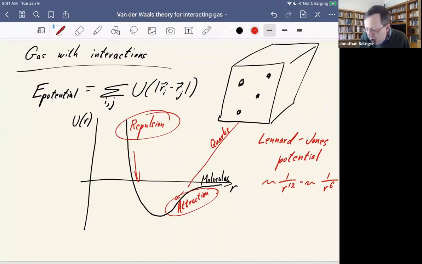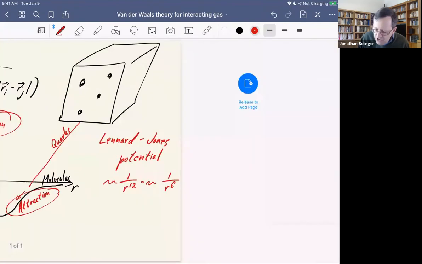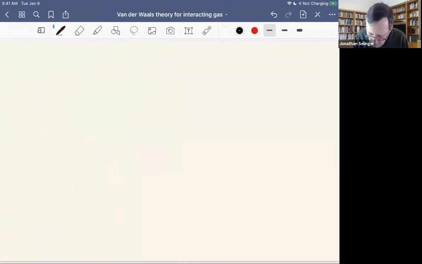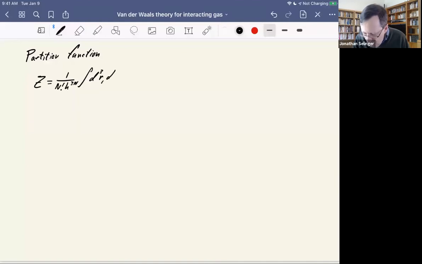Okay, so suppose we wanted to just continue the same kind of procedure that we had before of constructing the partition function and doing the integral. Okay, let's see how that would work. So then we would work out a partition function that is the 1 over n factorial h to the 3n, and we would have an integral over all the positions and all the momentum. So d cubed r1, d cubed p1, d cubed r2, d cubed p2, and so on, for all the molecules. Now we need an exponential of minus the energy divided by kT.